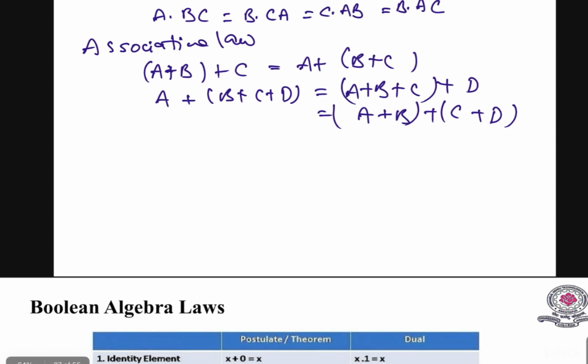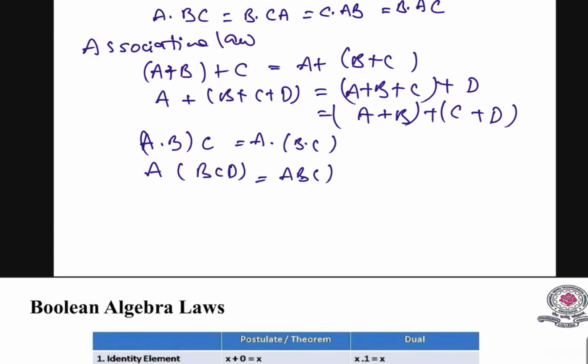And we can also represent this associative law with the dot operation. So that is a · (b · c) = (a · b) · c. Otherwise, a · b · c · d. If we take four literals, a b c d, it also can be written as (ab) · (cd). So in that, certain laws we need to use for Boolean algebra simplification.